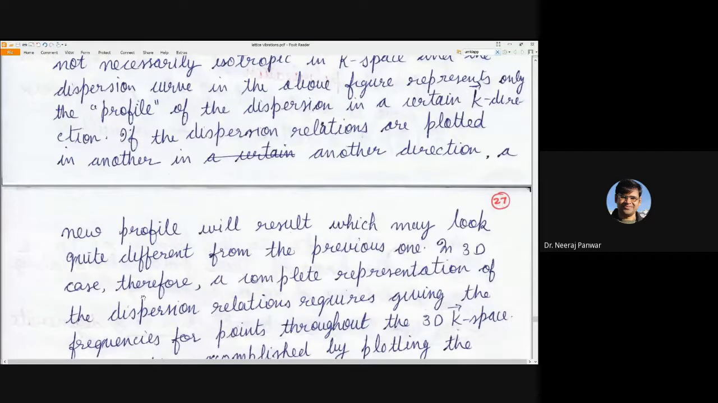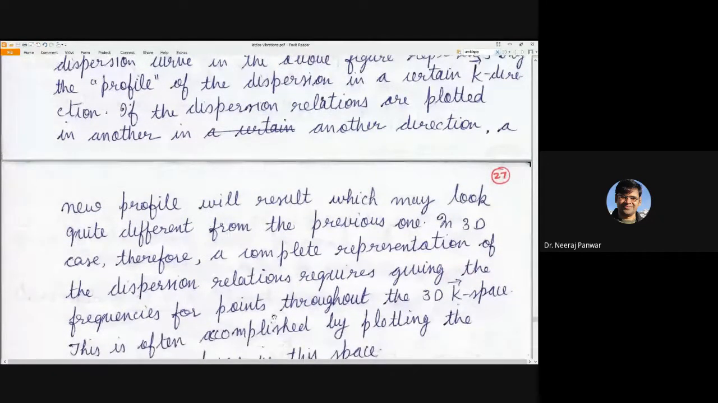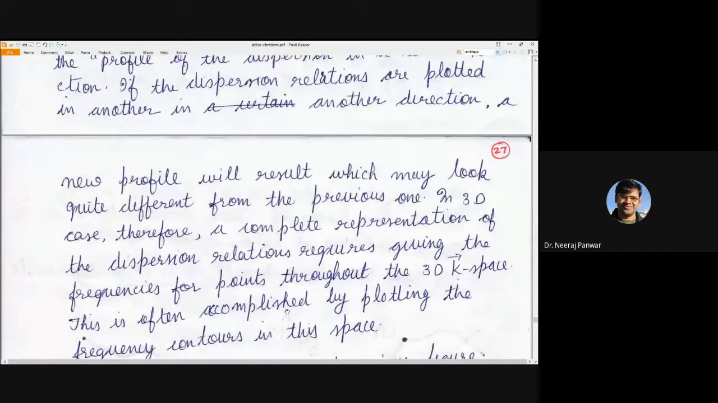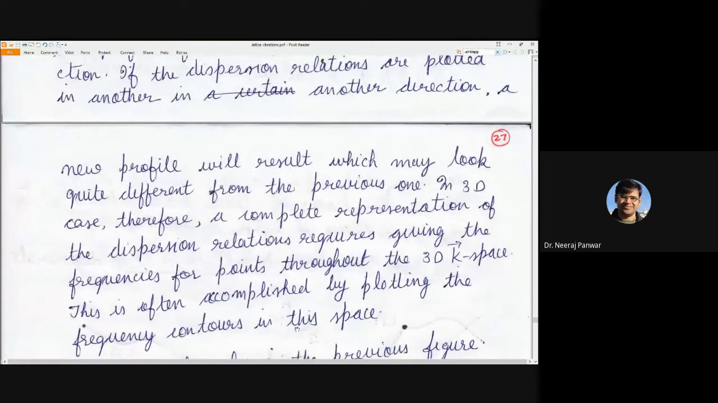In the three-dimensional case, therefore, a complete representation of the dispersion relations requires giving the frequencies for points throughout the 3D k space. It is often accomplished by plotting the frequency contours in this space. So many complicated words are written here. The meaning of these words would be clear to you in a short while when we study the graphs.